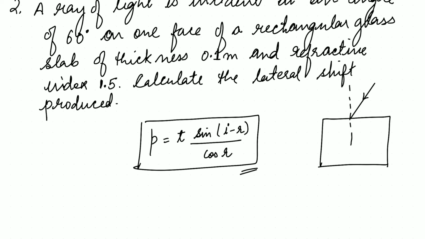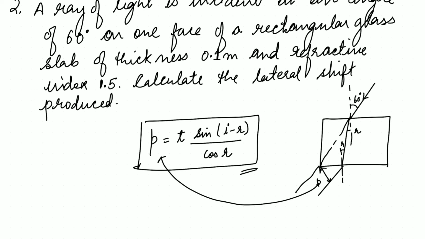So you have light incident here, making an angle of 60°. We are going from rare to denser medium, so it will bend towards the normal, there will be some angle of refraction, and it will come out something like that. So there will be a lateral shift. This is something we are supposed to find. This is P, which is given by this.